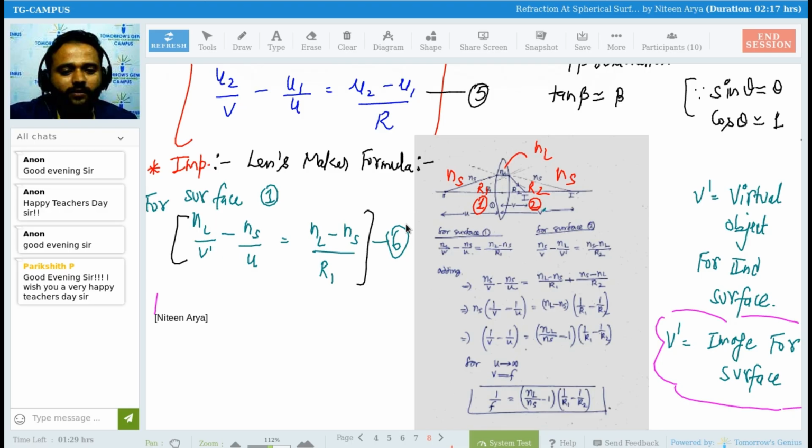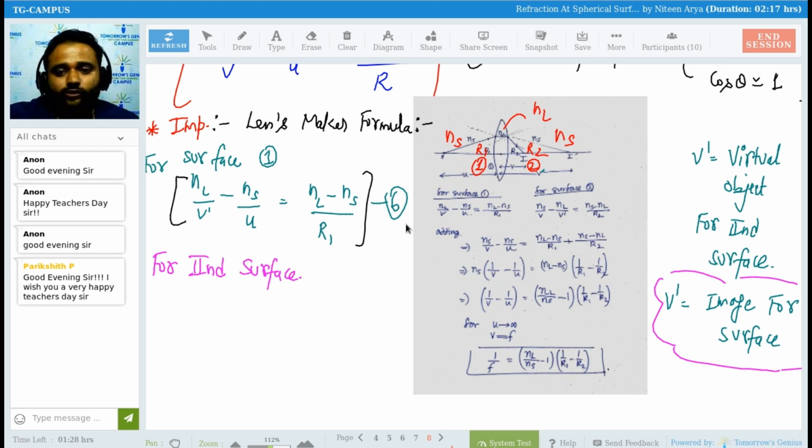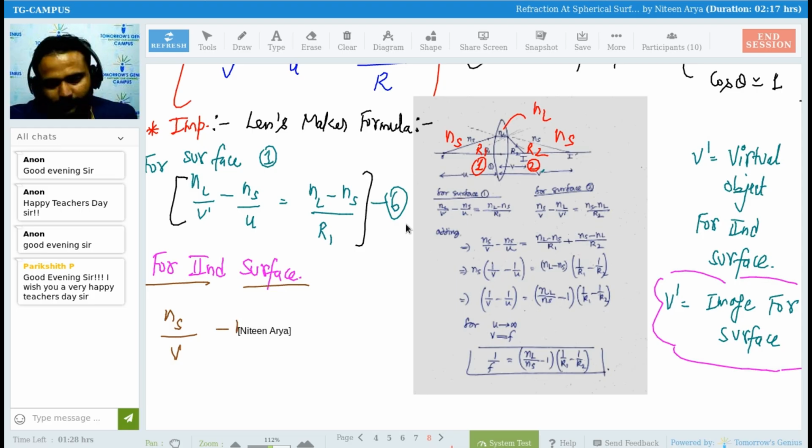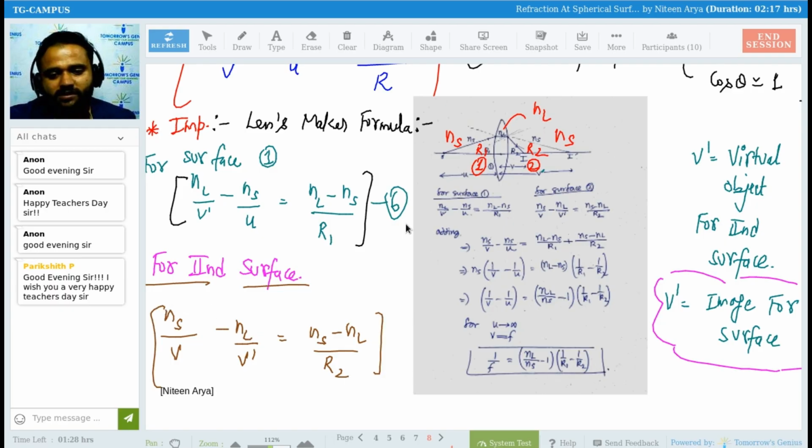In the same sense, for the second surface, we have the reverse relation, where now the second medium is NS and the first medium is the lens. So that is NS divided by the actual image V, minus NL divided by V prime, equals NS minus NL divided by R2. And this is your equation number 7. So this is clearly written over here.